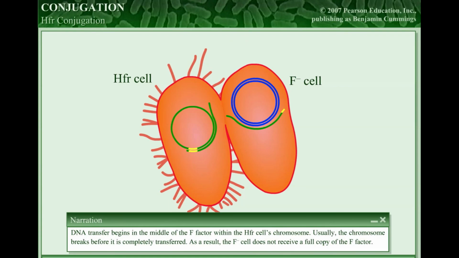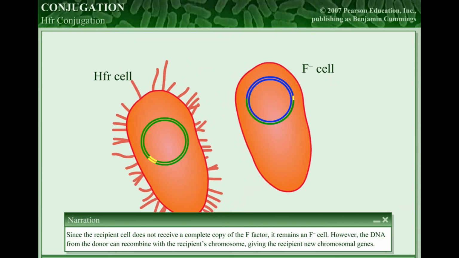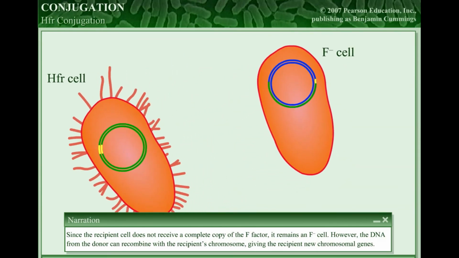Usually, the chromosome breaks before it's completely transferred. As a result, the F minus cell does not receive a full copy of the F factor. Since the recipient cell does not receive a complete copy of the F factor, it remains an F minus cell. However, the DNA from the donor can recombine with the recipient's chromosome, giving the recipient new chromosomal genes.